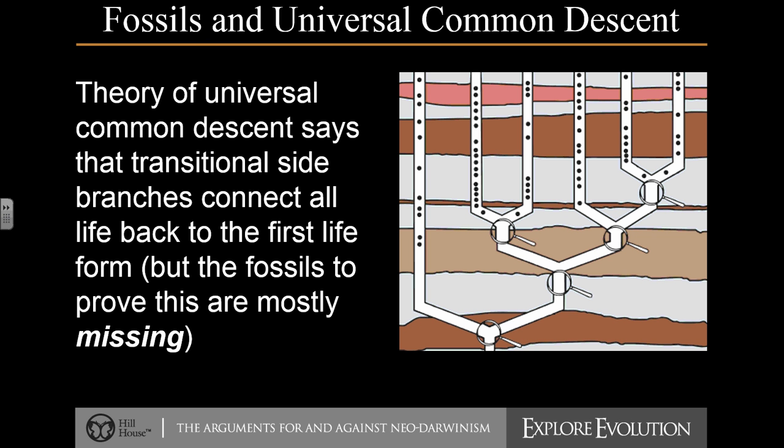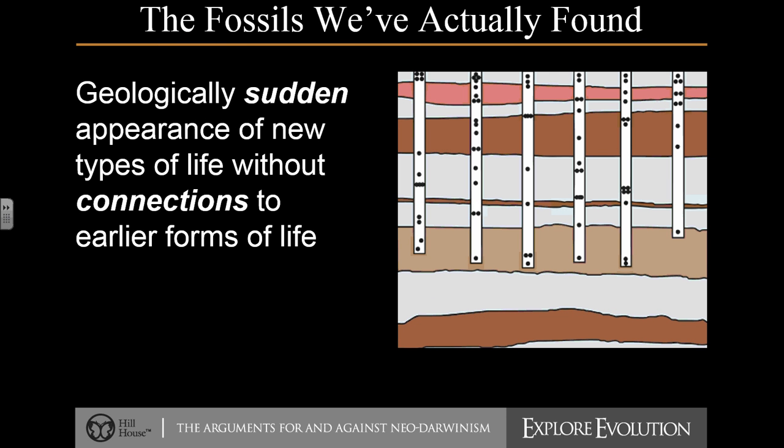The problem, however, is that we've continued to look over the last 150 years, and still mostly those transitional forms are missing. So there are a few examples of things that you could argue are transitional. However, for the most part, those transitional forms are missing. And instead, what we tend to find in the fossil record is not this slow, gradual change from one form to another, as natural selection would propose, but instead geologically sudden appearances of new life forms that don't really seem to have any connection to anything that existed prior to that.